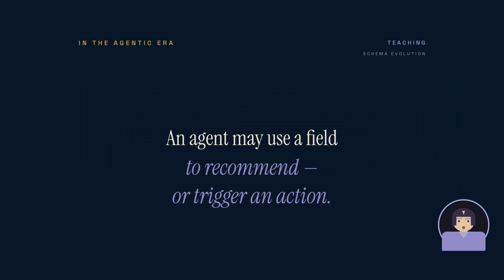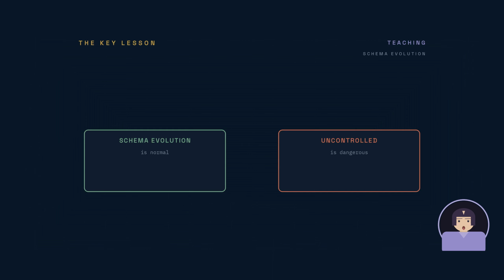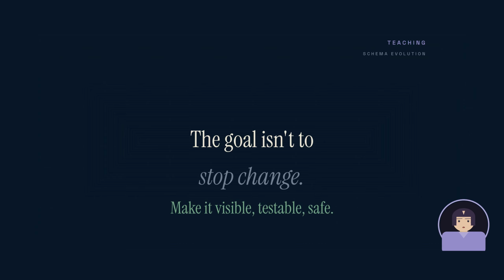And in the agentic era, this becomes even more important. An AI agent may rely on a field to make a recommendation or trigger an action. If the meaning or structure changes silently, the agent may continue operating with outdated assumptions. So here's the key lesson. Schema evolution is normal. Uncontrolled schema evolution is dangerous. The goal is not to stop change. The goal is to make change visible, testable, and safe.